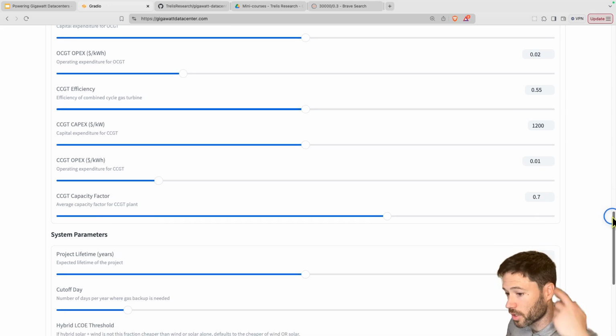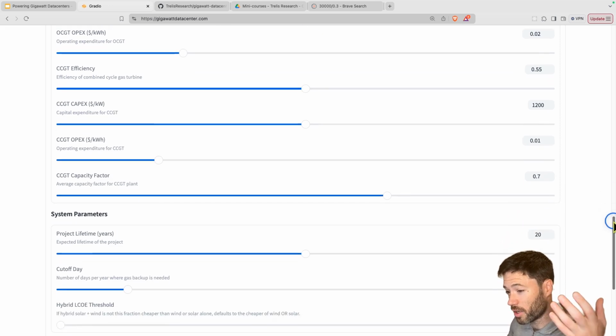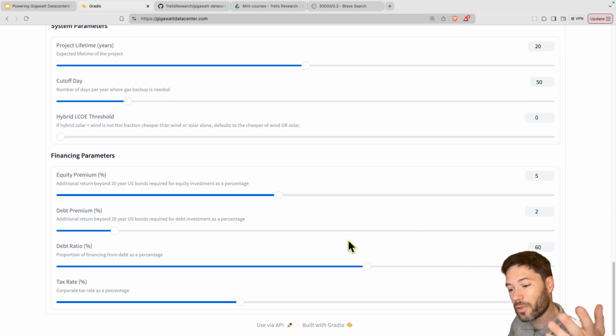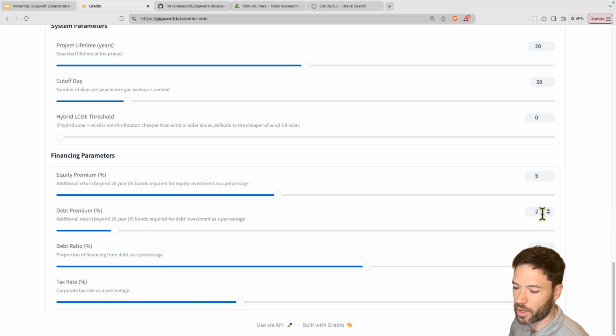Just a note for those interested in the assumptions around financing, I'm assuming a life of 20 years. I'll do that for all of the equipment, solar and wind. I'm assuming 60% debt financing and a tax rate of 21%. And for the debt rate, I'm putting it 2% above the 20-year US bond, and the equity premium, I'm putting it 5% above the 20-year bond. So you can play around with these factors to influence the weighted cost of capital, which, by the way, for these factors is roughly, I think, 6.6%, so just under 7%. You could adjust that if you wanted. It will affect the levelized cost of energy.